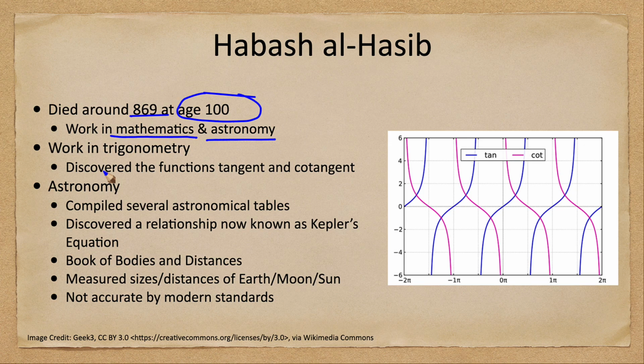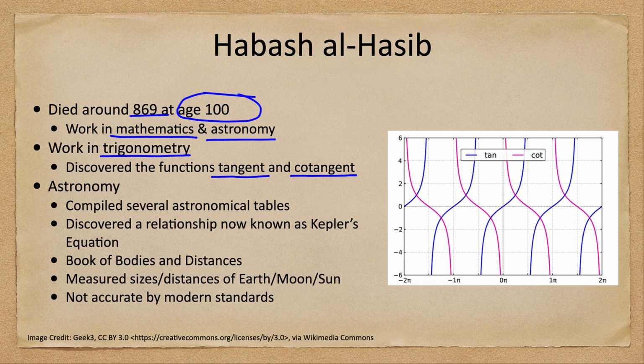One of the things that he did in math was to work on trigonometry. So trigonometry is looking here at some of the other functions. Sine and cosine were known at the time, but he developed and discovered the functions of tangent and cotangent, which would become very useful in various types of calculations of astronomy.